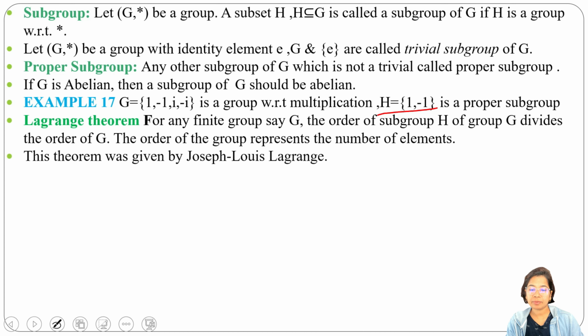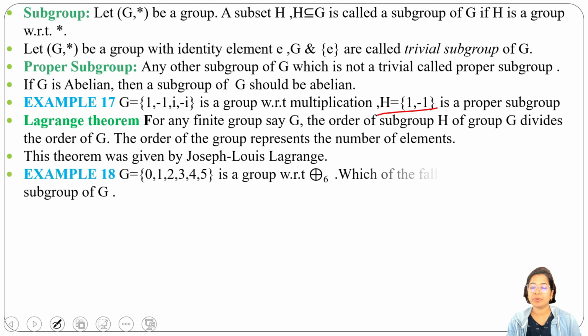And it was developed by Joseph Louis Lagrange. Hence, it's called Lagrange's theorem. So, the order of the group should be divisible by the order of the subgroup.